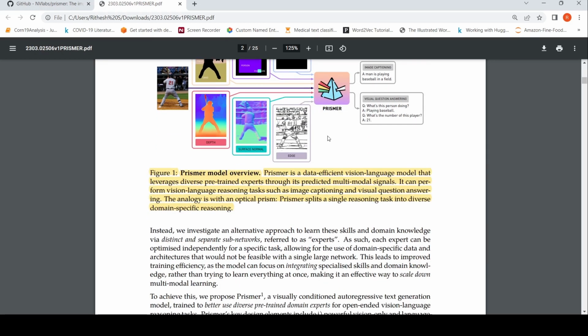Now, why the name Prismer? It is an analogy of an optical prism. Basically the idea is that Prismer splits a single reasoning task into diverse domain specific reasoning. That is the idea over here.